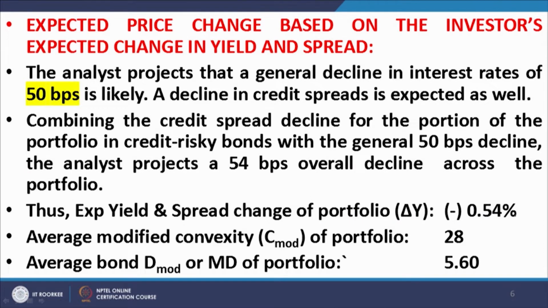The analyst also projects that a general decline in interest rates of 50 basis points is likely. A decline in credit spreads is expected as well. Combining the credit spread decline for the portion of the portfolio in credit risky bonds with the general 50 basis points decline, the analyst projects 54 basis points. So, by apportioning the decline in the credit spreads over the credit risky bonds, you see the entire portfolio may not comprise of credit risky bonds, it may comprise of some credit risky bonds and some government bonds as well, for example.